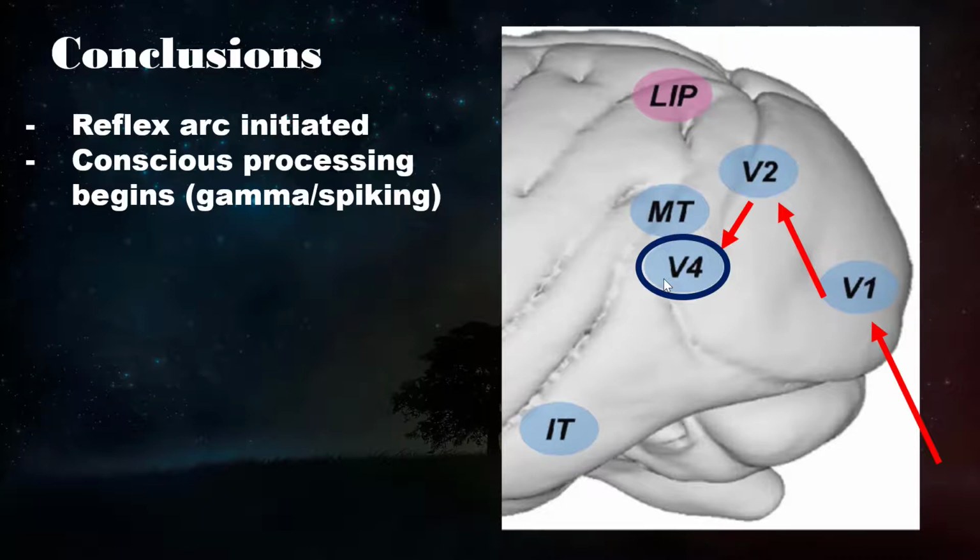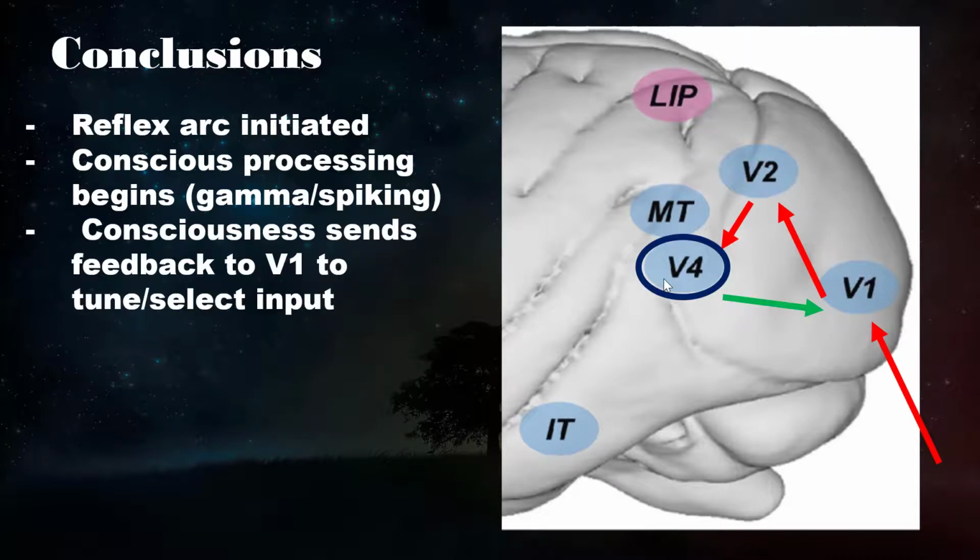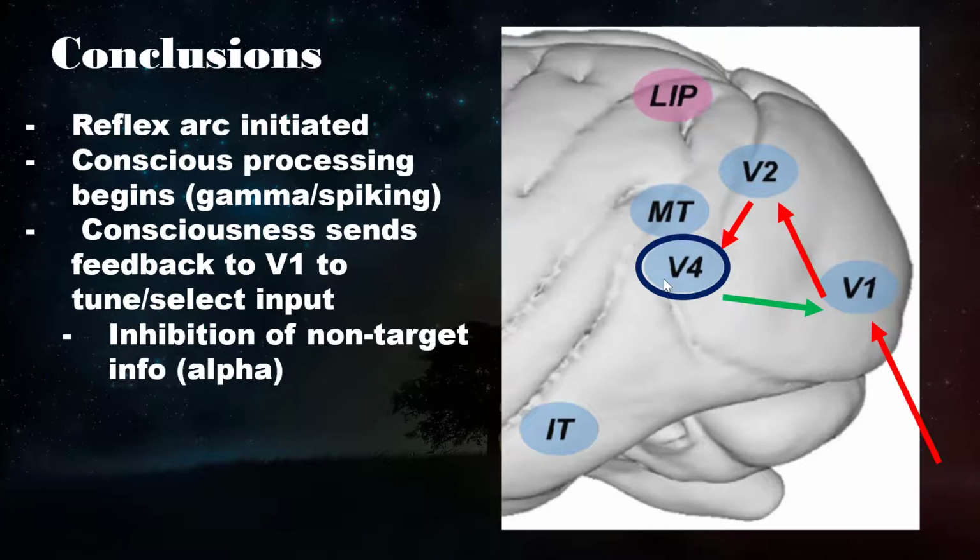So once that conscious perception begins to form, what happens next? Consciousness sends feedback to V1 to tune and select input, and this may be sent via the alpha rhythm. Specifically, the alpha rhythm could be inhibiting non-target info. So if we think about the alpha rhythm as a default state, a state of non-processing, you could imagine a situation where the alpha rhythm inhibits all of the non-conscious stuff that's coming into V1.